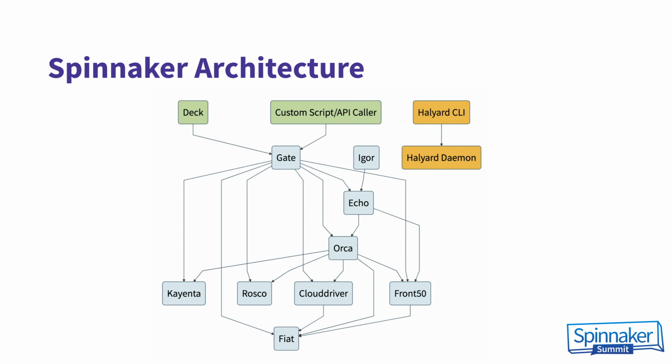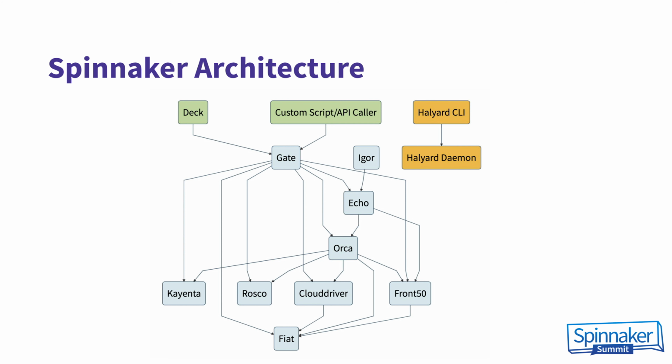One of them is Roscoe, which is called the bakery. That's where you build your images, like AMIs, machine images, or Azure VMs, and all that. That's basically baked in Roscoe. Clouddriver actually creates the resources for you: your VMs, your load balancers, your firewall rules. Whether you are using Kubernetes or AWS or Azure, it basically goes through Clouddriver to create those resources.